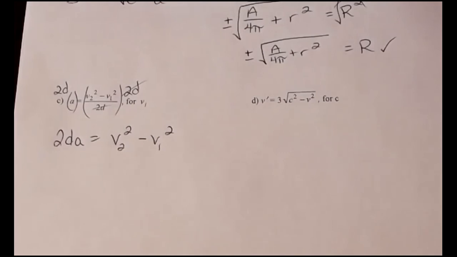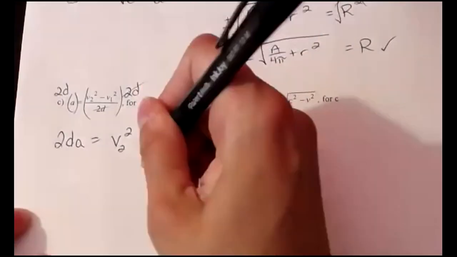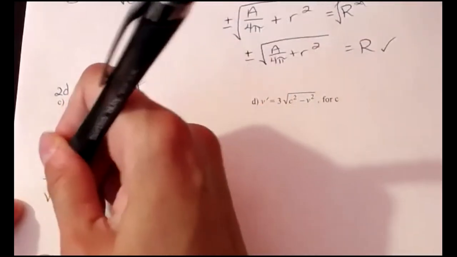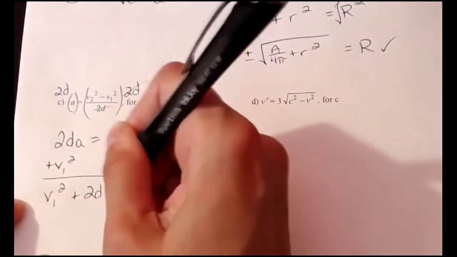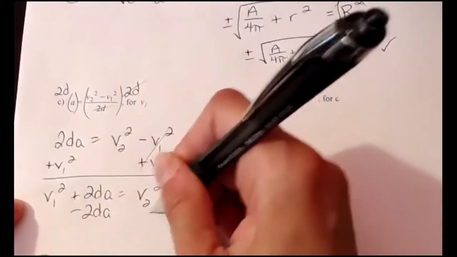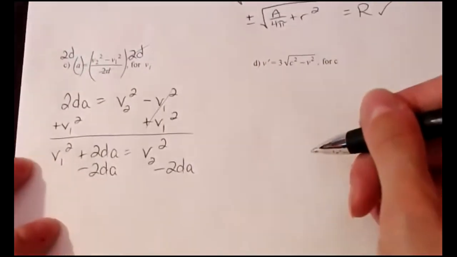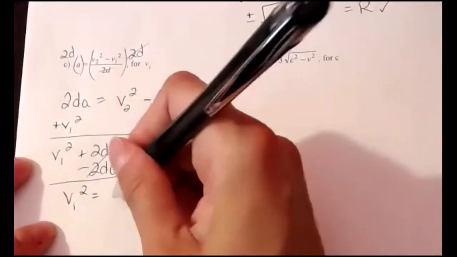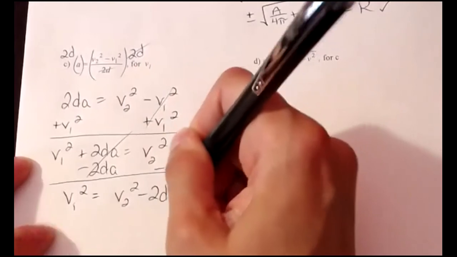And I'm actually going to suggest something to you that you may find a little bit odd. I'm going to bring the v sub 1 squared over and then move the 2dA over to the other side. I'm going to swap places. So that leaves me with v sub 1 squared plus 2dA is equal to v sub 2 squared. And then I'm going to bring the 2dA over to the right, so that way my v sub 1 squared is actually positive. So v sub 1 squared is equal to v sub 2 squared minus 2dA.